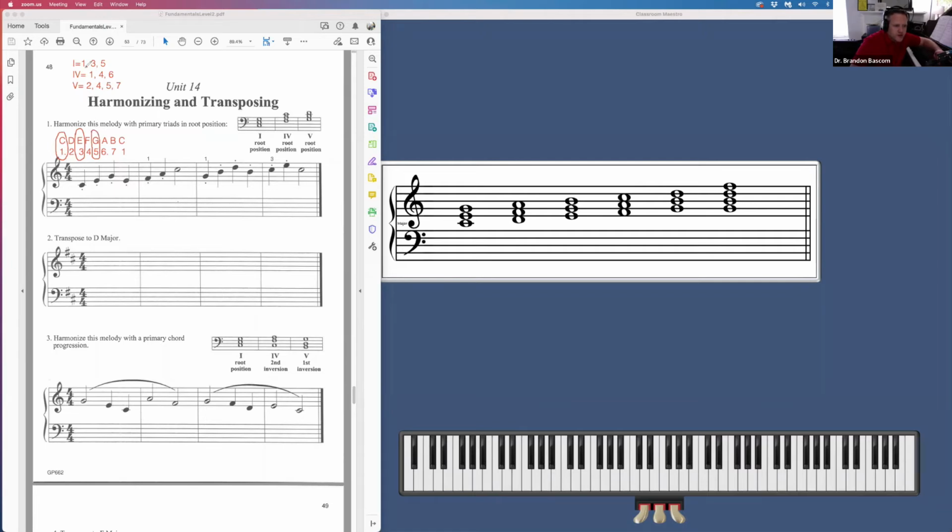And when we have 1, 3, and 5, we play the tonic. Because they're going to match. They're made up of the same scale degrees. 1, 3, and 5 is what the tonic is made out of. All right, next. I was afraid that would happen.